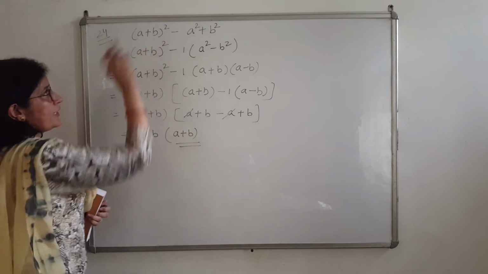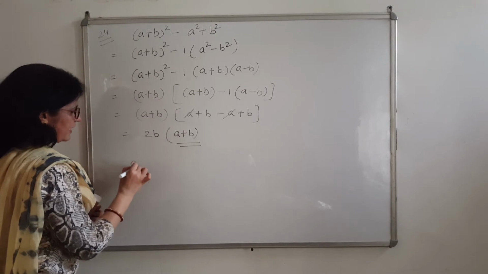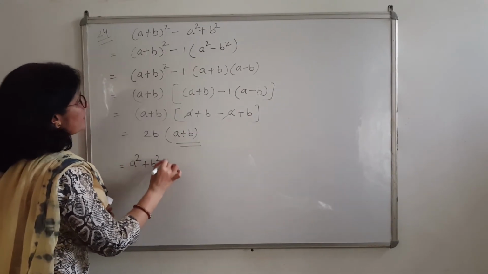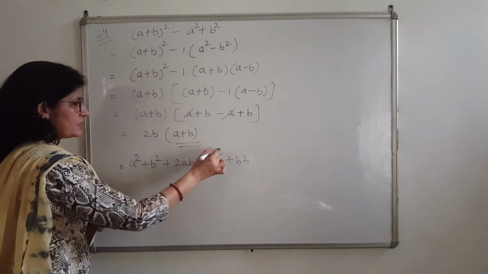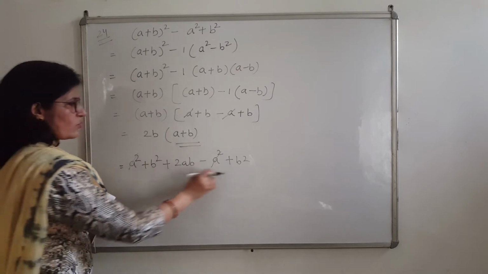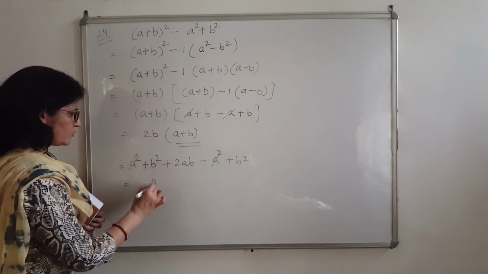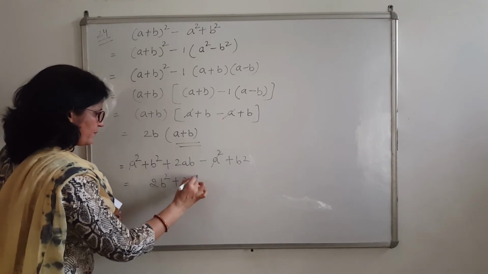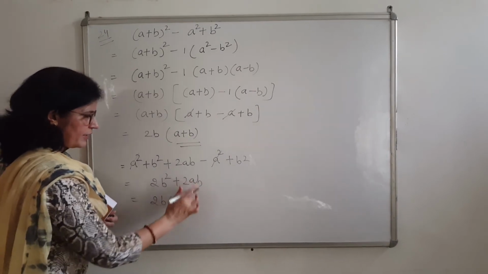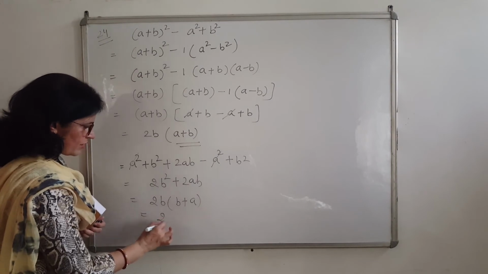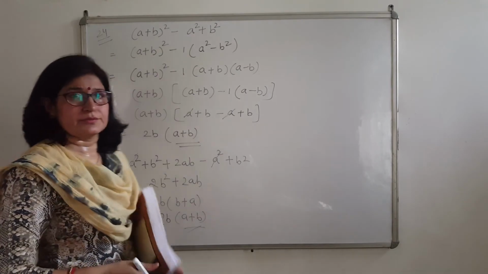The second one: take the same term and apply the identity of a plus b whole square. So what will we get? A square plus b square plus 2ab minus a square plus b square. This a square is cancelled. Now what is left with us? B square, b square. When we add, what do we get? 2b square plus 2ab. Now 2 is common, b is common. From here b is left, here a. You arrange them. So our answer is 2b into a plus b. You can apply either method.